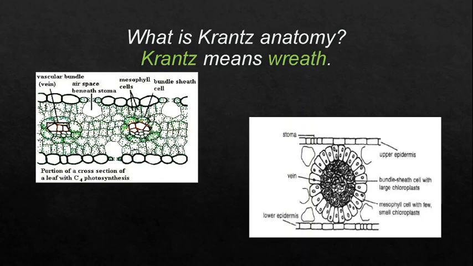The word Kranz, as I said earlier, is a German word which means wreath or ring, and the radially arranged bundle sheath cells around the vascular bundles look like a ring or wreath. That's why it is called Kranz anatomy.